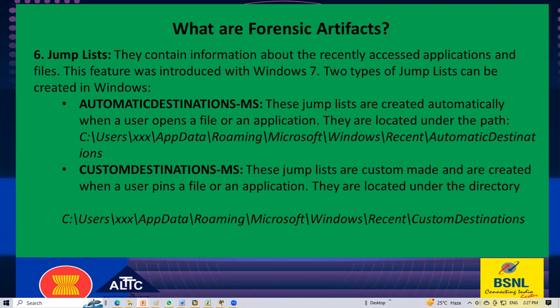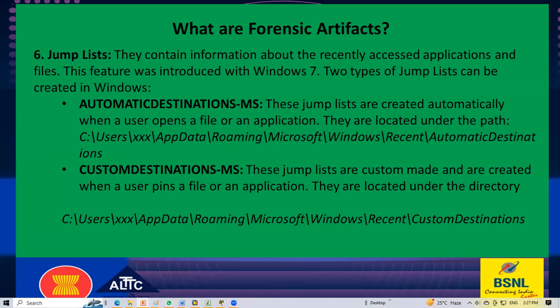Now, jump lists contain information about recently accessed applications and files. This feature was introduced in Windows 7 and onward. Today we are on the latest operating systems, so it is not too useful, but such possibilities are available in current Windows operating systems. Automatic destinations: this jump list is created automatically when a user opens a file or an application.